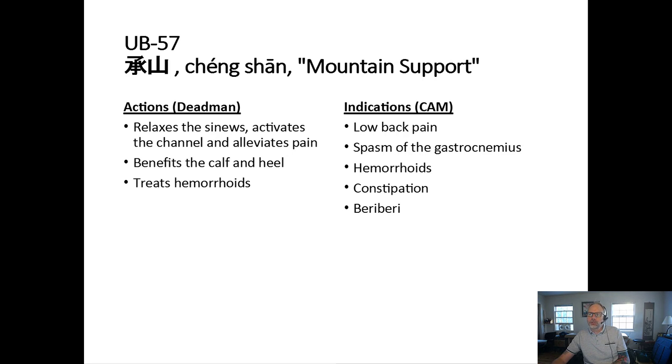However, you want to circle this because I guarantee either on boards or nationals, someone's going to ask you, this point treats beriberi. And you gotta remember, oh, it's UB57. It's such a random little thing that they love to ask you questions about.